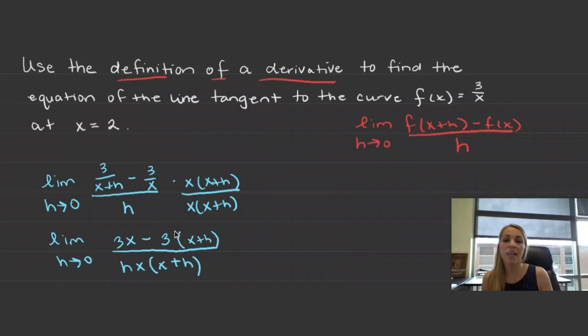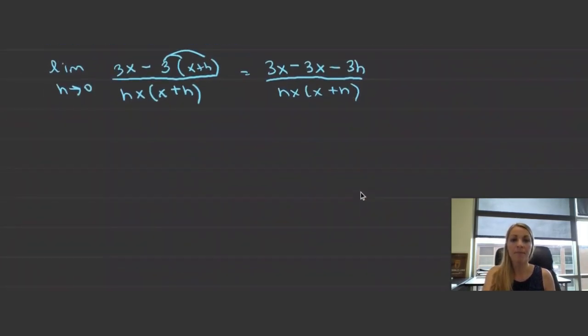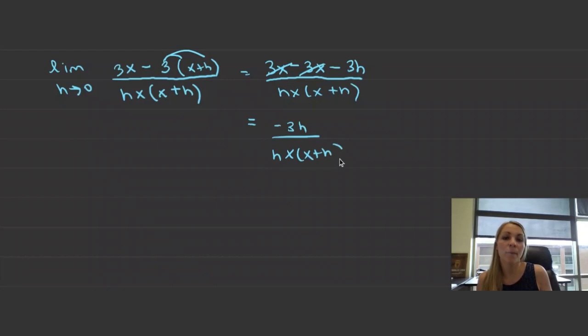I'm going to do some simplifying here. I need to remember that this is a minus sign, and I'm going to distribute to both terms. So I have 3x minus 3x minus 3h. A lot of students will forget the minus right here. And I have my denominator. That hasn't changed. Now I'm going to do some simplifying. 3x minus 3x is 0. So I have negative 3h over h x times x plus h.